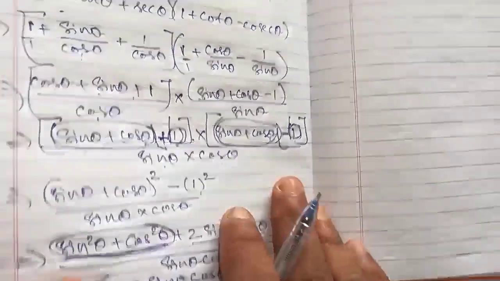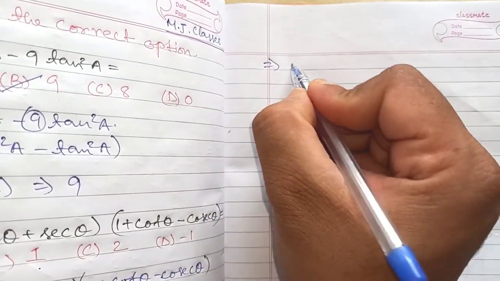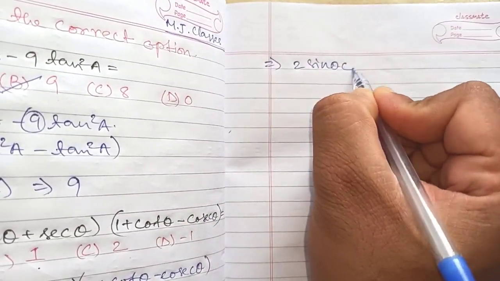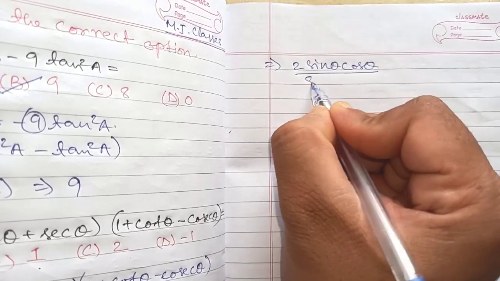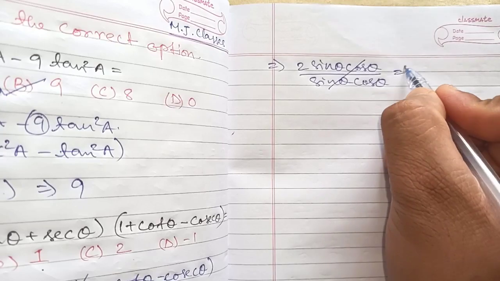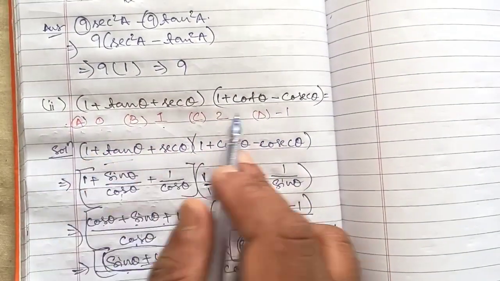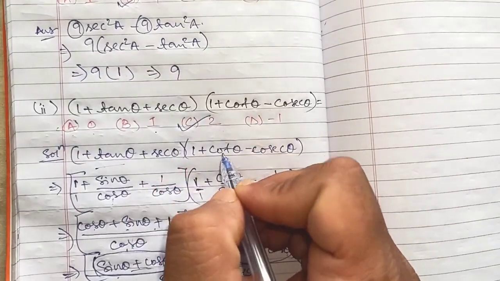So how much did we get? We have now 2 sin theta cos theta, whole divided by sin theta and cos theta. Cancel the terms. What is the answer? 2 is the correct answer. So out of these 4, which one is the correct answer? C is the correct answer.